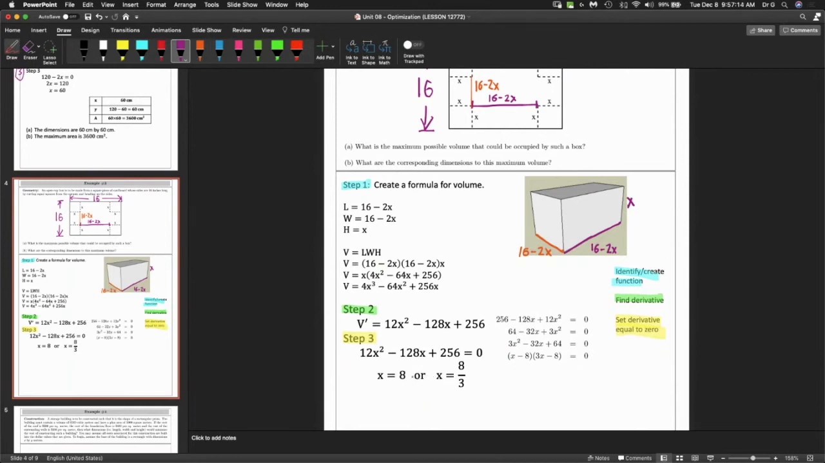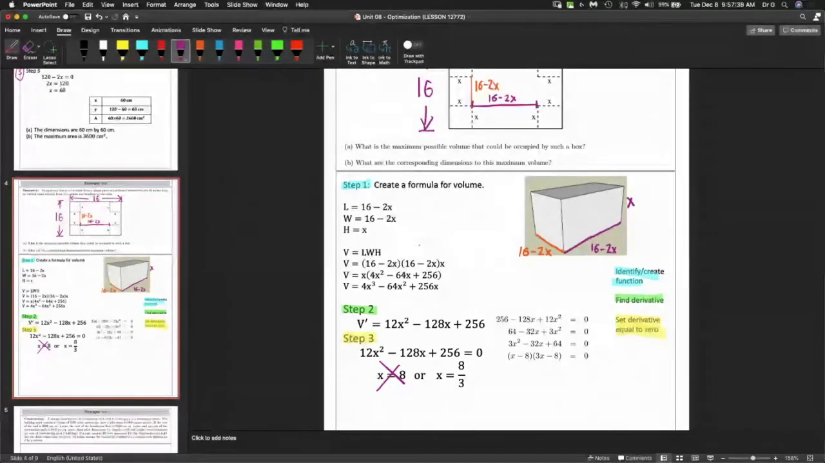Which one? Okay, you want to throw away 8 over 3? Why you gotta be so mean? Because it's a fraction? Don't be mean. Don't be hating the fractions. You gotta throw this one away, because look at the original dimensions. I want you to put 8 here. What happens if you put 8? What do you get for length?